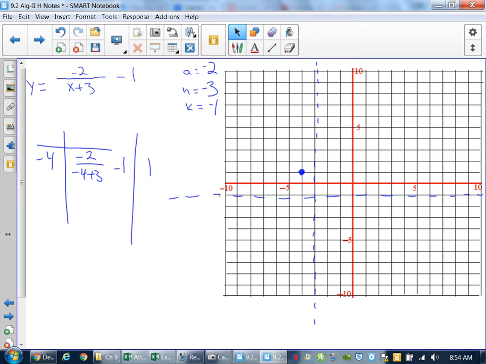So here, if I use -5, using some quick mental math, you get -2 over -5 plus 3. Well, that becomes 1, right? Because this is -2 over -2, so it's 1. What's 1 minus 1? 0.